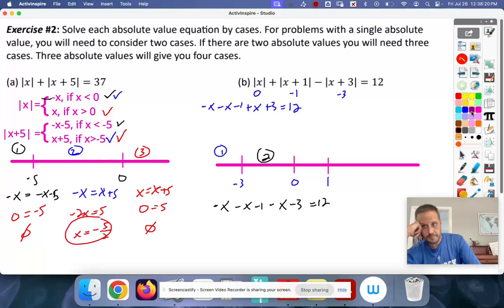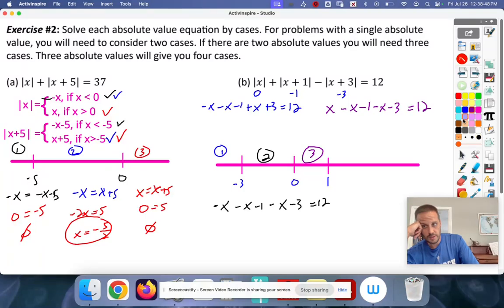Case 3, I know it's starting to get messy. So case 3, we're right here, and now we're on the other side of 0. So this guy's going to stay positive, and we're going to get x minus 1. This guy stays positive. We're still to the left of that 1, so we're still going to be getting negatives here. That's why I switched that sign, or distributed a negative through there. Here, we're going to be positive, but we have to distribute that negative through, equals 12.